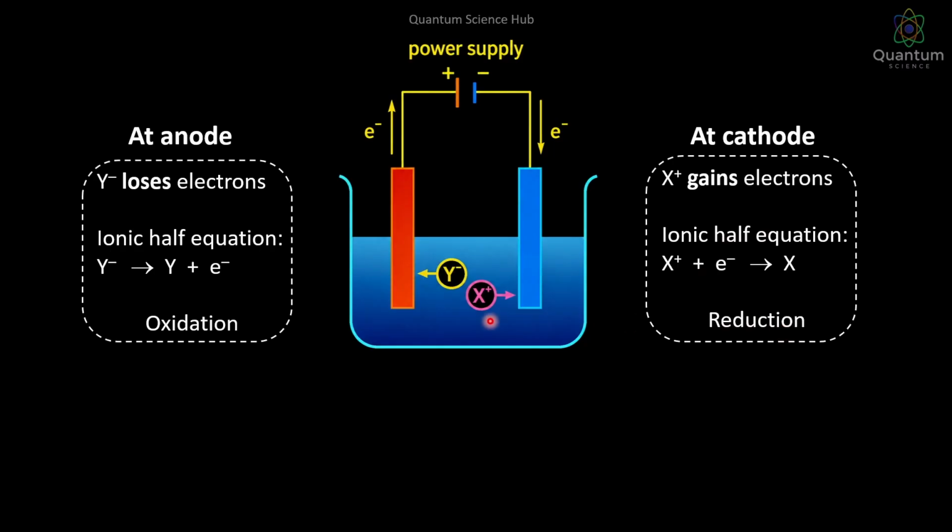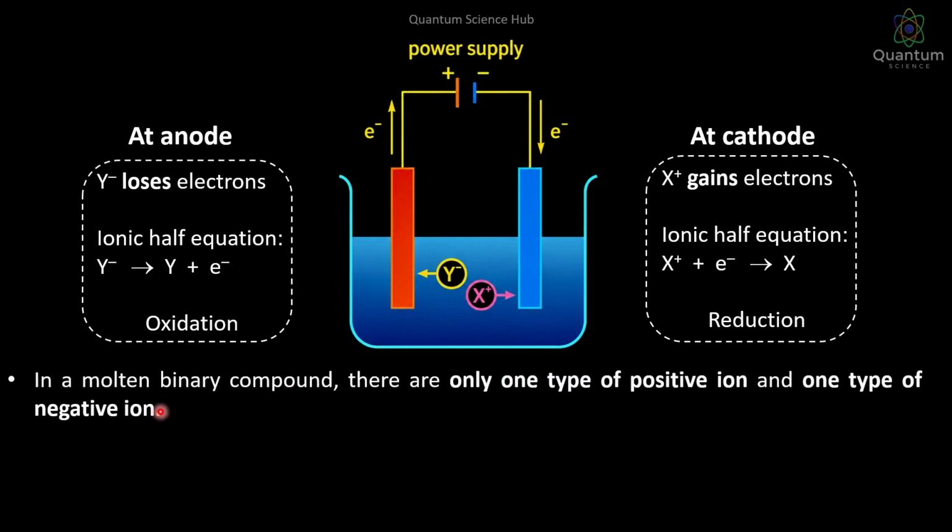So what you need to remember is, oxidation happens at the anode and reduction happens at the cathode. Right now, we don't discuss what oxidation and reduction are because we will discuss this topic in the next chapter. But for right now, you only need to remember that oxidation happens at the anode and reduction happens at the cathode. Okay? Please remember that.